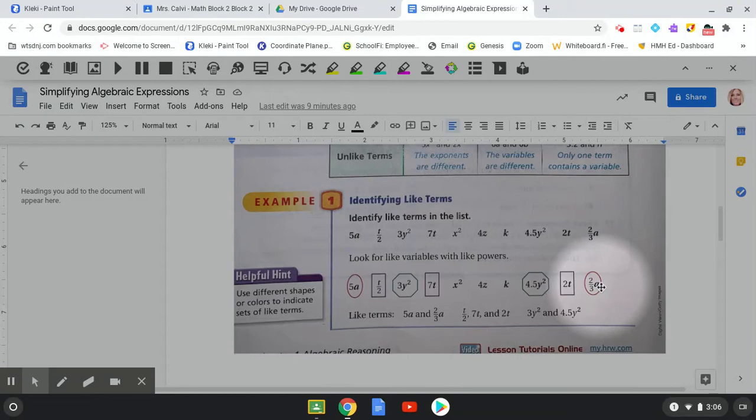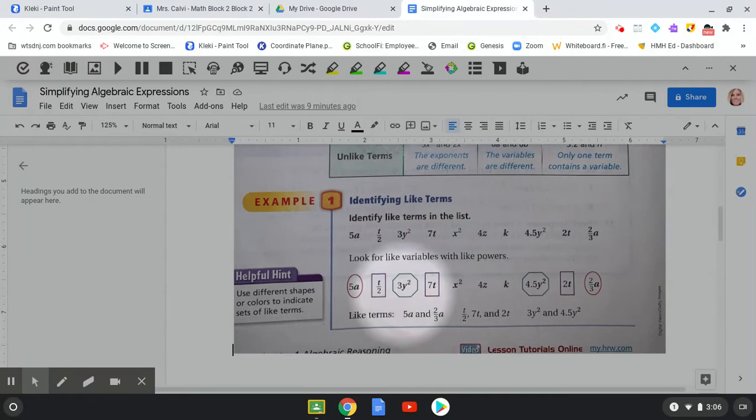So we can put those together technically. It's like having apples and apples. We can actually add those together if we wanted to. The next like terms are t divided by 2 and 2t. Even though they're different operations, they are like terms. We can technically put them together if we wanted to.